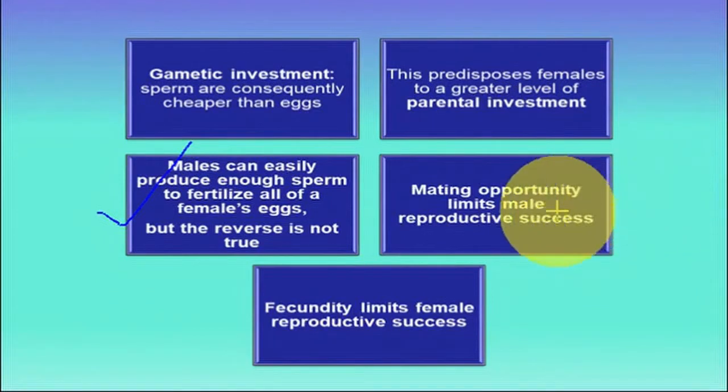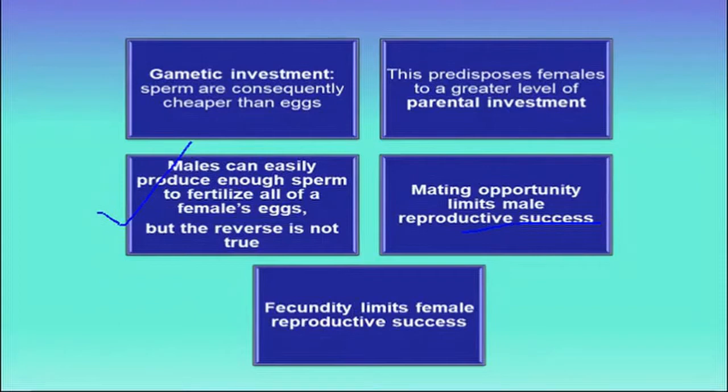Therefore, mating opportunity limits male reproductive success. The females may not choose everyone. They choose the best one among many males, and there comes the mating opportunity limit of the male. Similarly, fecundity limits female reproductive success. A female cannot reproduce every time with every sperm. The number of offspring is regulated, and that is the limiting factor for the female's reproductive success.